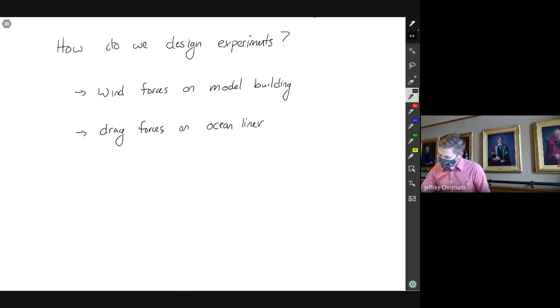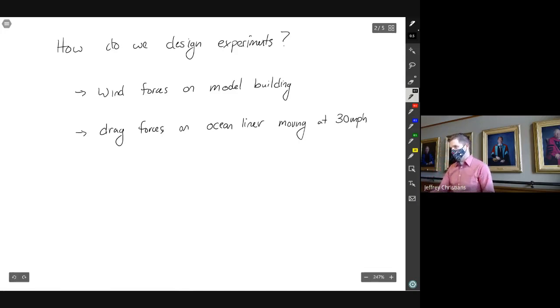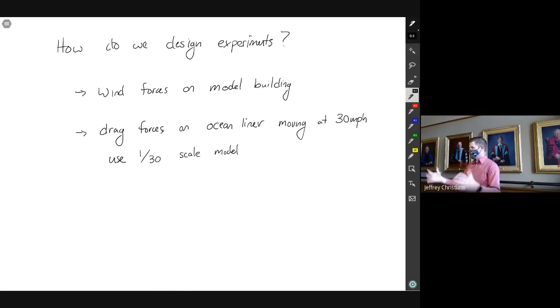So let's say we have drag forces on an ocean liner moving, say, at 30 miles per hour, and we use, we'll say, a 1/30th scale model, because then it's a reasonable size. We can build it and maybe do some iteration on that. What speed should we push that through the water? The 30th scale model, if we do it at 1 mile per hour instead of 30, does that work?